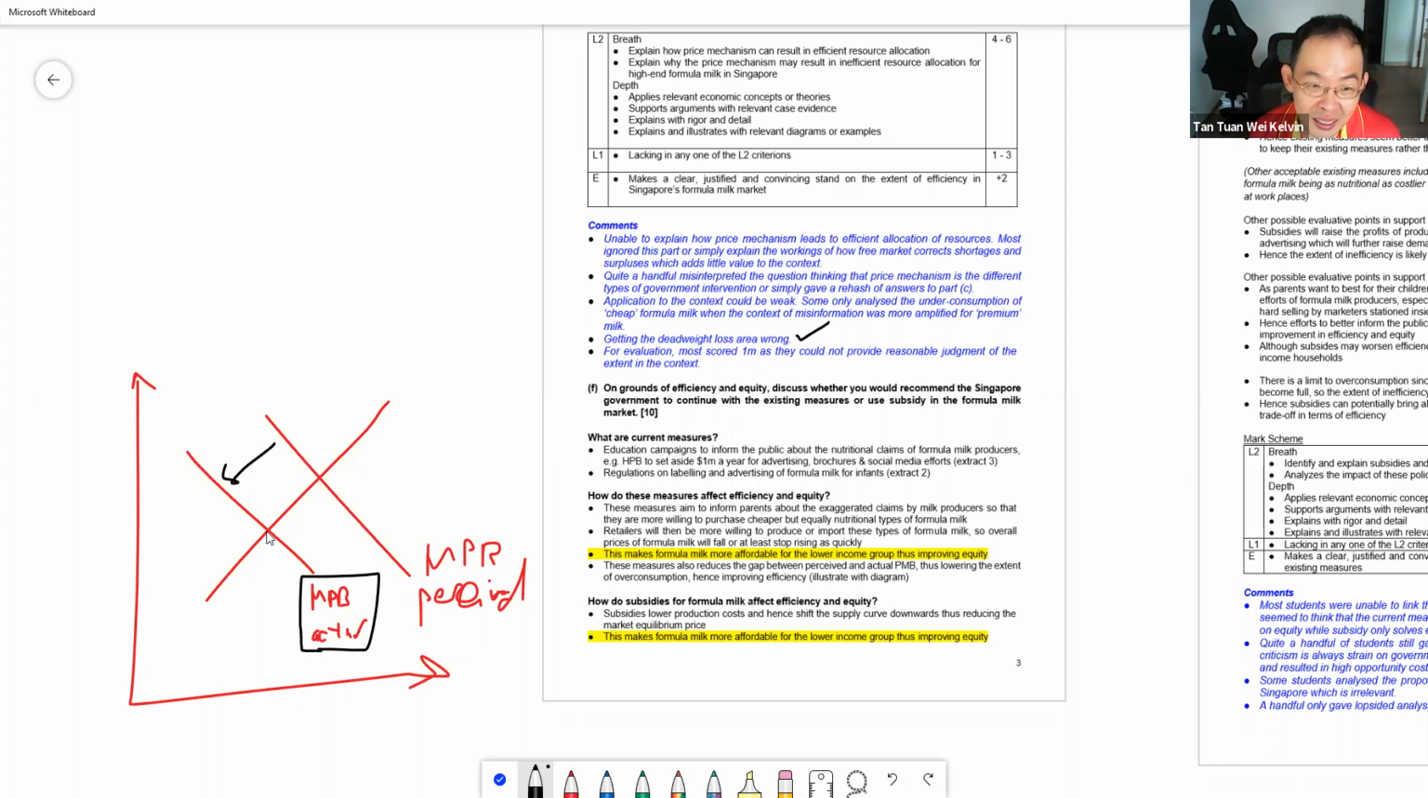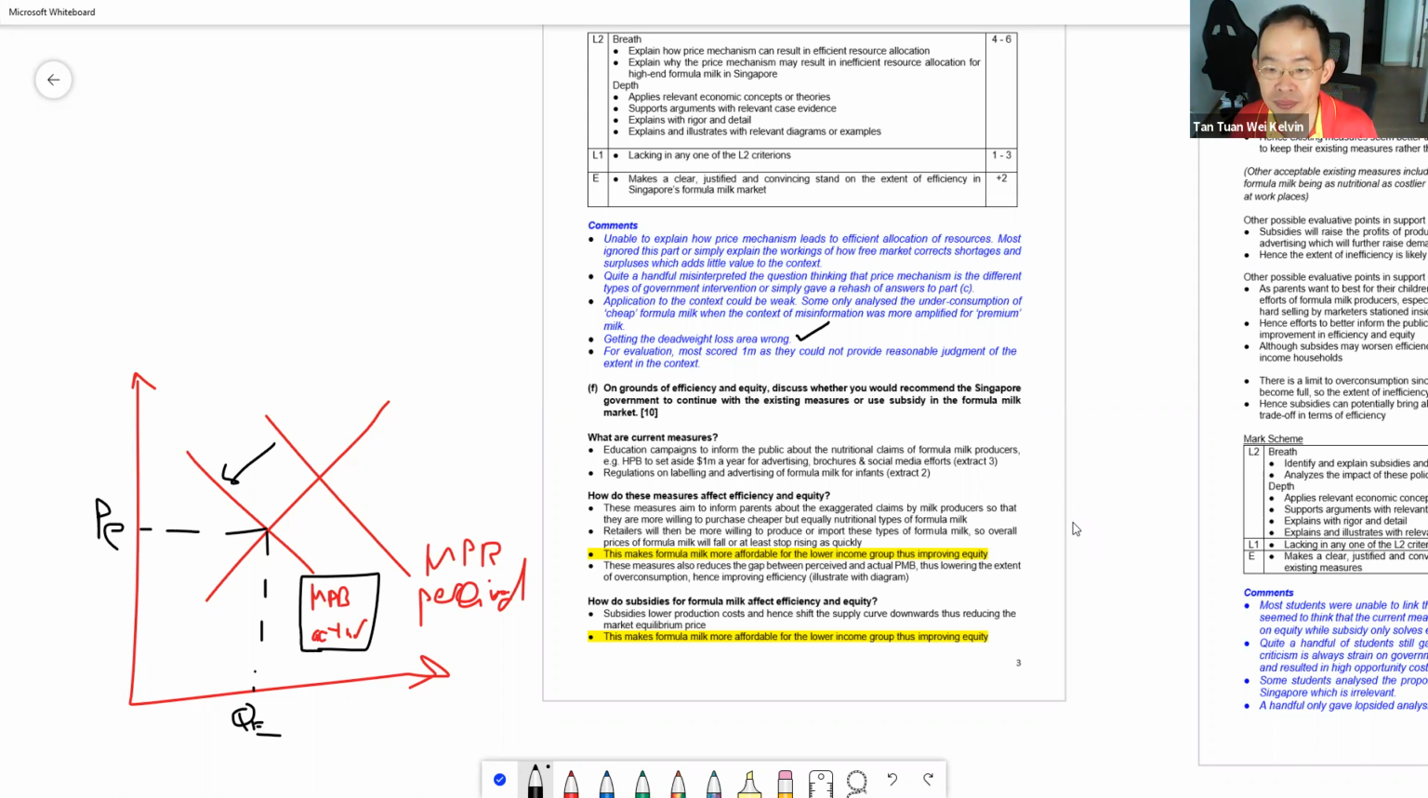So once the parents are fully informed, right, the demand for formula milk will be much lower, and hence you are able to reach the efficient output, the correct output. You don't overconsume the milk, and the price also will be correspondingly lower. So can I advise, please explain the graph well. Use the graph and explain public education very well. This is where you can score the content.